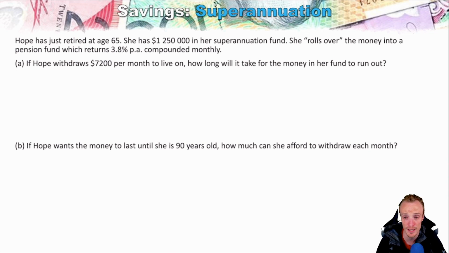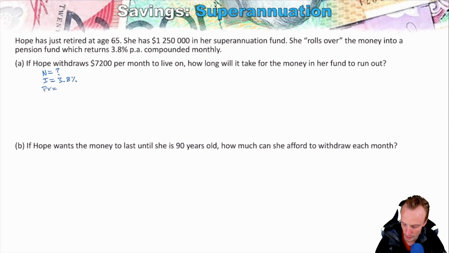So if Hope withdraws $7,200 per month to live on, how long is it going to take before our money runs out? And this is something that's going to be very, very important to consider. So essentially what we're going to do here is put this into our calculator. The n is what we're calculating, because this is going to be how long it's going to be. Now, n's obviously the number of times it's going to compound, but we'll get to that. The interest rate, now we're looking at the interest rate of her pension fund. And if this was following on from a question about how she got to this amount, you've got to make sure you're grabbing the interest rate from the pension fund. So it's 3.8%.